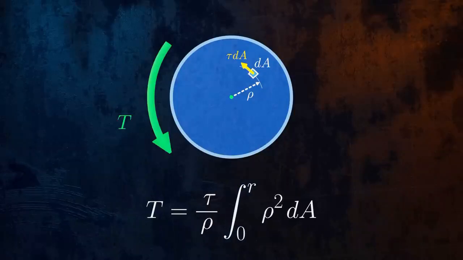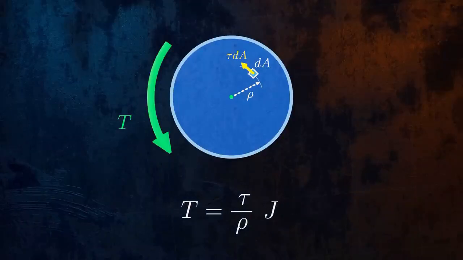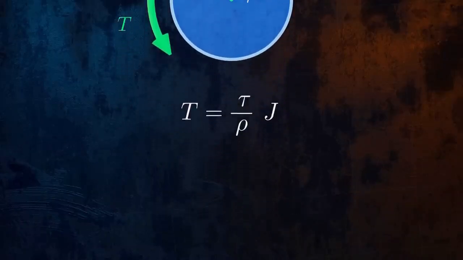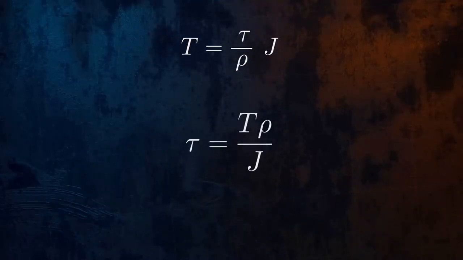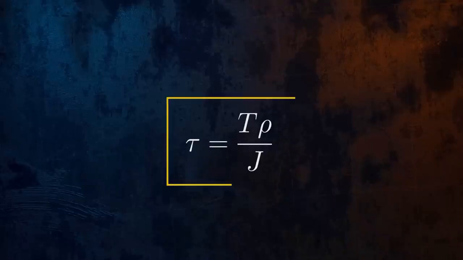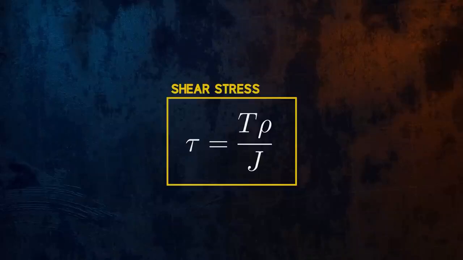It turns out that the integral we now have on the right is actually the definition of the polar moment of inertia, so we can replace it with the letter J, and we can rearrange this to get an equation for shear stress. The shear stress is a function of the torque T, the distance rho from the center of the cross-section, and the polar moment of inertia J. It's quite a simple equation.